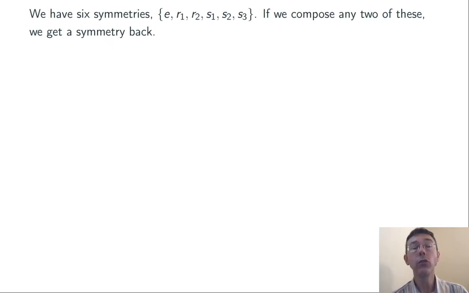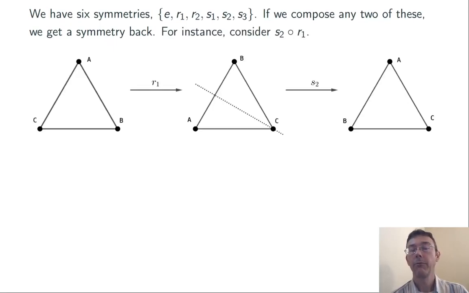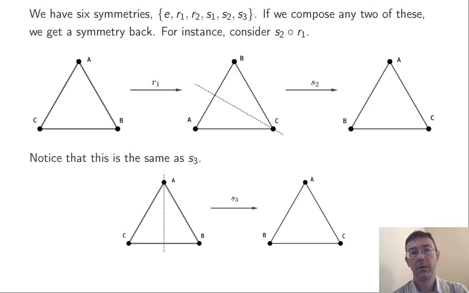Now, if we compose any 2 of those, we get a symmetry back. For instance, let's do R1 first, and then S2. S2 composed with R1. First, we do a counterclockwise rotation by 120 degrees. That moves A from the top to the lower left, and so on. And then we do a reflection over the line that I have pictured here. That reflection is going to flip A and B and keep C the same. Notice that this composition, S2 composed with R1, gives us the same transformation as S3. It fixes the vertex A and reverses B and C. So we've determined that S2 composed with R1 is S3.